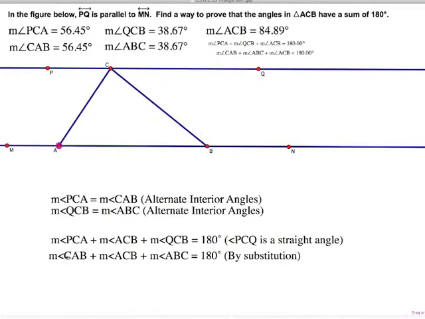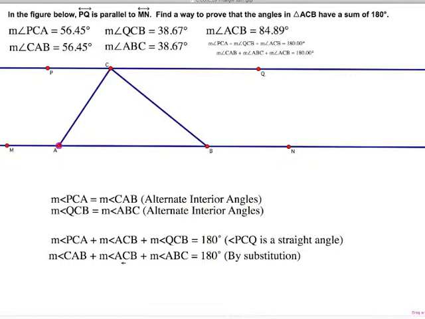I know that the measure of CAB is equal to the measure of PCA. So I can go ahead and substitute CAB in for PCA. ACB I'm going to leave in my equation because it's also in my triangle here. The measure of ABC, I can take that measure and substitute it in for QCB because I know that their measures are equal because they're alternate interior angles. That way I can say that those three angles are equal to 180 degrees by substitution.